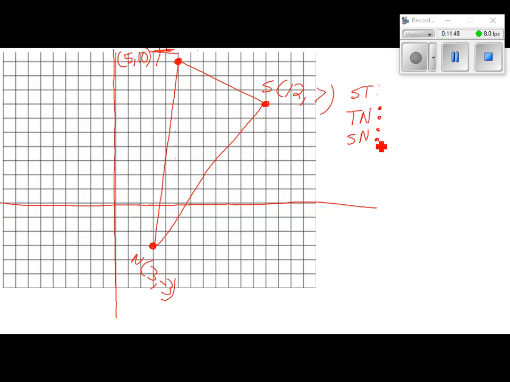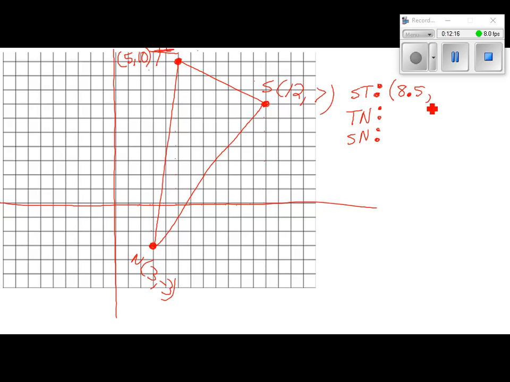Again, remember the midpoint formula: you add the x's, divide by 2, add the y's, divide by 2. So if I'm looking at S and T, that means I'm using this point and this point. So my x's, 12 and 5. Well, 12 plus 5 is 17. 17 divided by 2 is 8.5. It's all right to have a decimal there. A lot of times this stuff's not going to come out even.